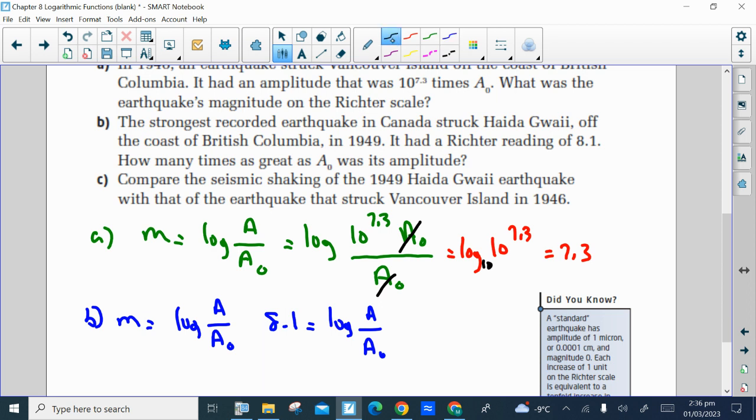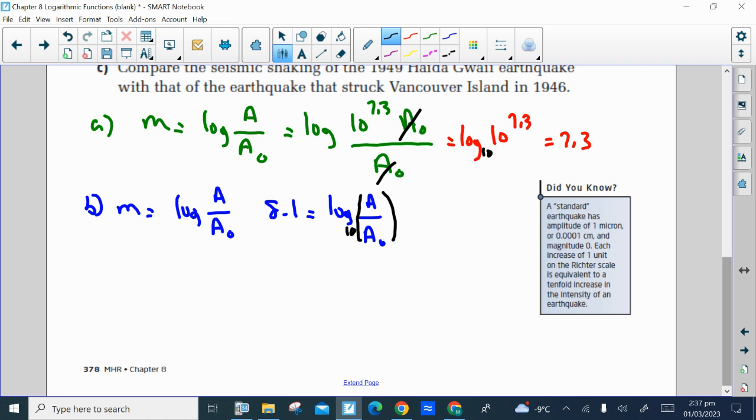Now, to do this, again, this is a log. It's the log of A over A sub 0. And there's no base indicated, which again means that it is base 10. To get A by itself, again, we are going to convert from logarithmic to exponential. What would that look like if we convert that equation from logarithmic to exponential?